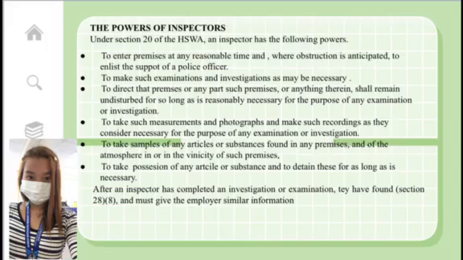They also have the power to require any person whom they have reasonable cause to believe to be able to give information relevant to any examination or investigation to answer such questions as the inspector thinks fit to ask, and to sign a declaration of the truth of their answers.